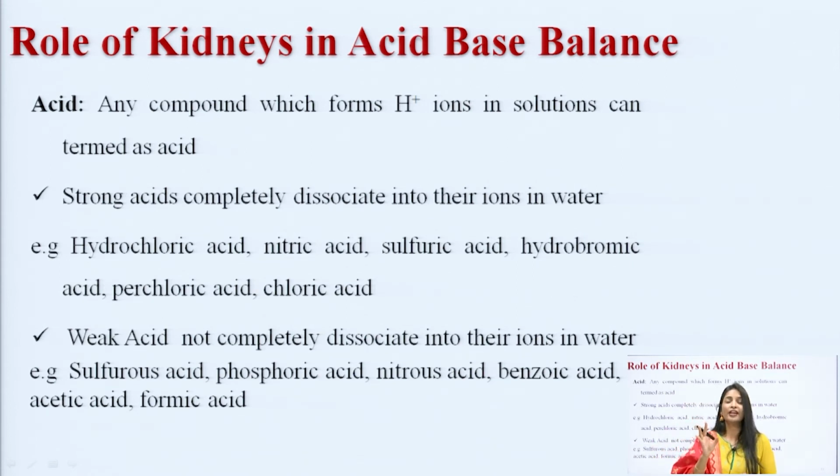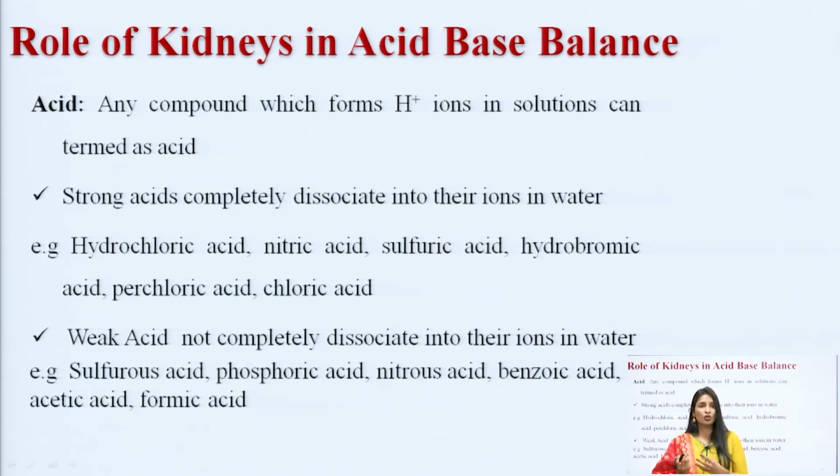Clear? So if I am talking about acids, we have two types: the strong acid and the weak acid. What is the difference between them? If any compound dissociates completely in water, you can term it a strong acid. If it does not dissociate completely in water, you can call it a weak acid. So what are the examples of the strong acids?